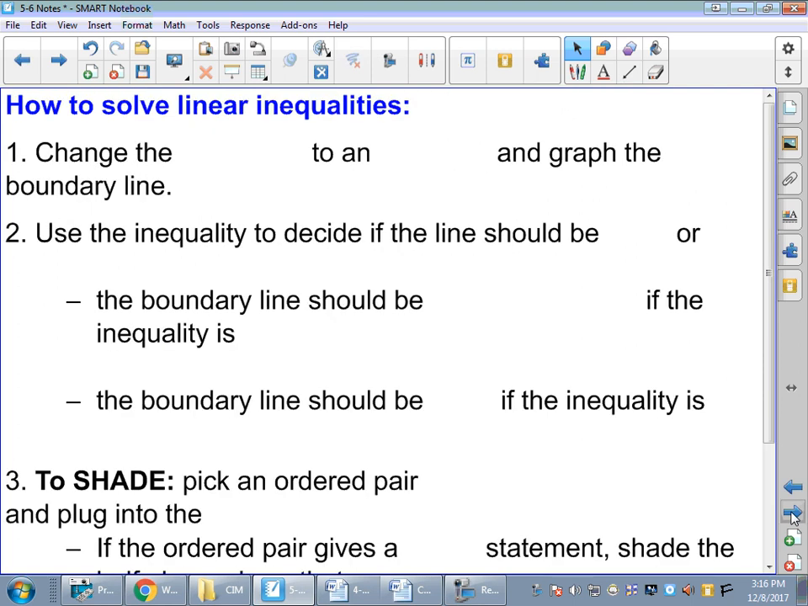So here are the steps in this process. The very first thing you want to do is temporarily change the inequality to an equation and graph the boundary line. So if it said less than 3, we're going to set it equal to 3. And then use the inequality to determine if the line should be solid or broken.